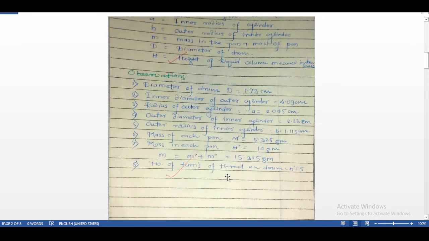Now these are the particular observations. We have to take the diameter of the drum, capital D, the inner diameter of the outer cylinder, the radius of the outer cylinder, and the outer diameter of the inner cylinder, the outer radius of the inner cylinder, which are required quantities in the formula. Mass of each pan is m dash, mass in each pan is m double dash, and hence the total mass m equals m dash plus m double dash. We also have to note the number of turns of the thread on the drum, n equals 5.